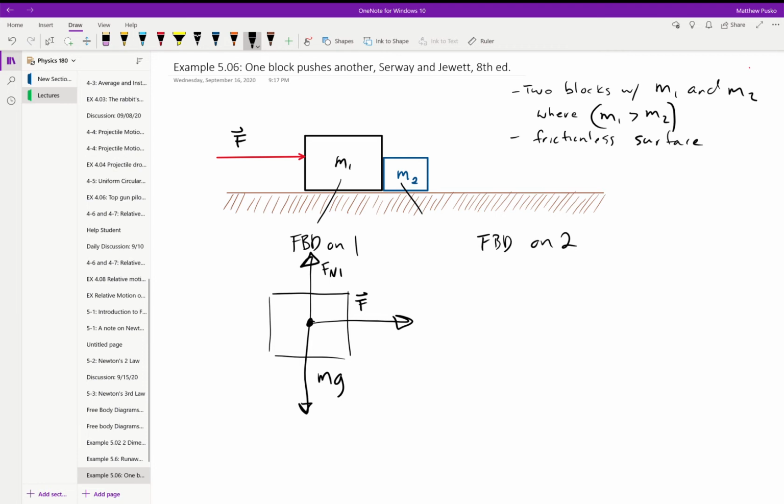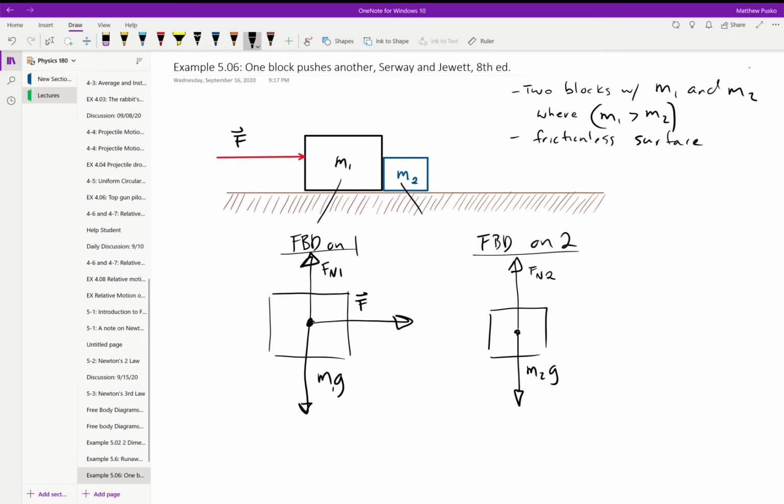I'm going to leave one force out and then move on to free body 2 right now, and then we'll come back. So if I draw free body 2, it's a little less massive. We represent that by being smaller. That doesn't mean it's less massive, though. We have mass 2 times gravity pointed down, and we have a normal force on 2 pointed up.